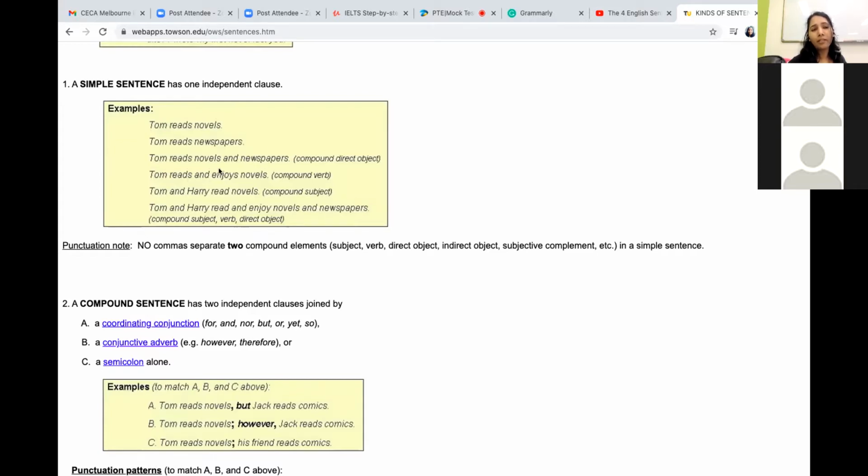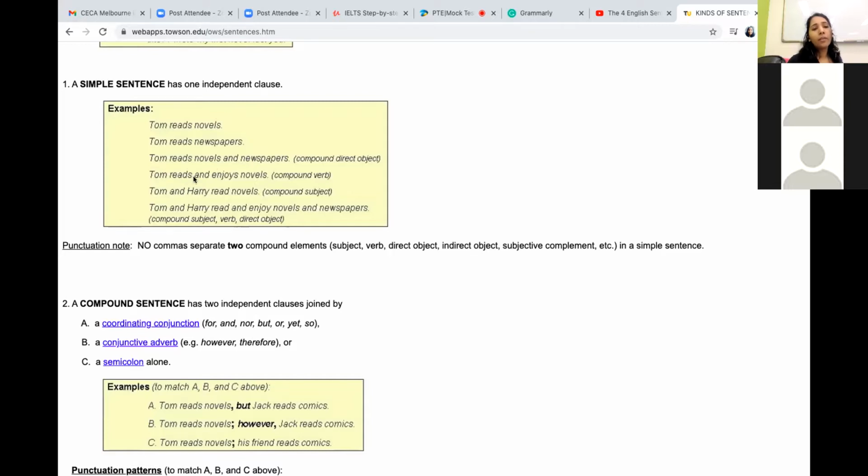Am I being clear, Jitan? Yes, yes, yes. Okay, so these are the varieties of your simple sentences. And if you look at the punctuation for your simple sentence, there is never any punctuation. A simple sentence has only one independent clause. What that means is a subject is there, a verb is there, an object may or may not be there. If you add an additional object, there should be an and. There should be a conjunction, and that object is called a compound object. Even when you're separating the compound objects, there is no comma, no commas for your simple sentence.